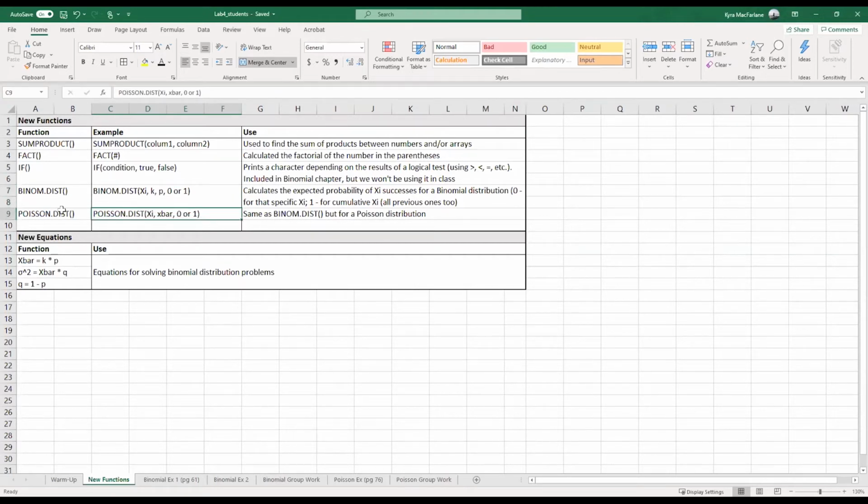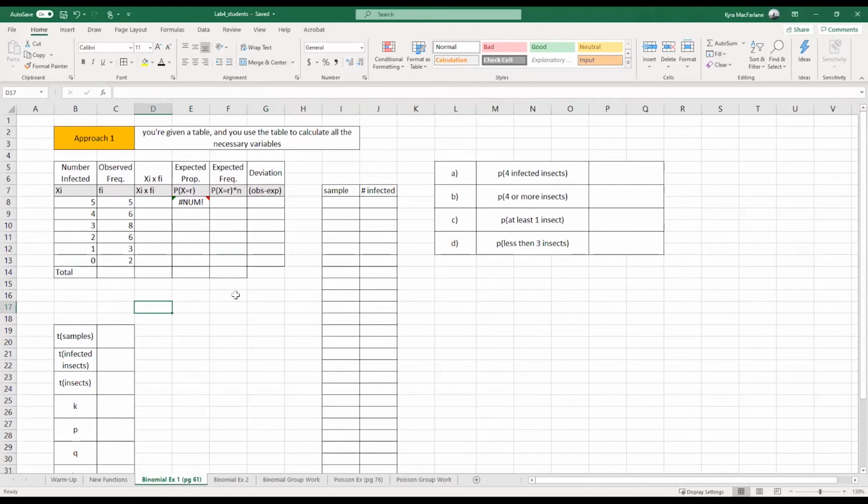The Poisson one, which we'll get to later if we have time. If not, I will just be recording it and posting that later. It works in a very similar way. So it's the observed number of successes. It's not quite successes though when we do Poisson. The mean and then a 0 or a 1, which works the same way for cumulative or non-cumulative distributions. Here I've got the functions for you for solving the binomial distribution problems too.